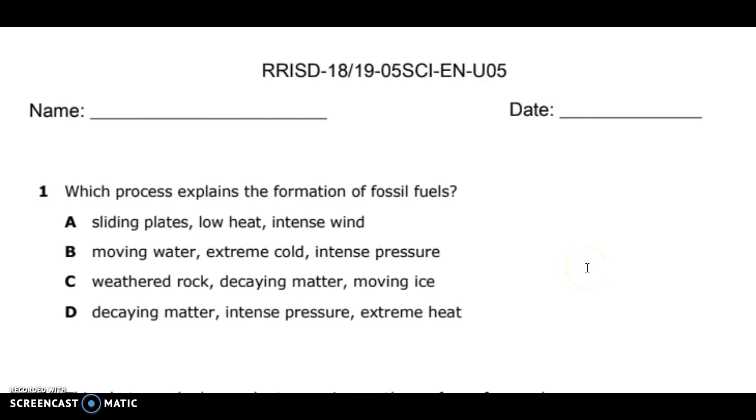Science, Unit 5, DCA. Number 1. Which process explains the formation of fossil fuels? A. Sliding plates, low heat, intense wind. B. Moving water, extreme cold, intense pressure. C. Weathered rock, decaying matter, moving ice. D. Decaying matter, intense pressure, extreme heat.